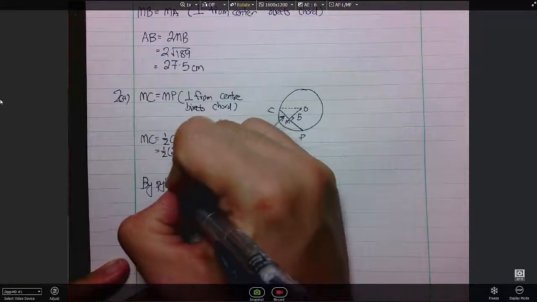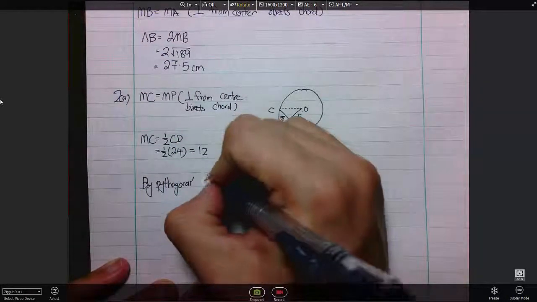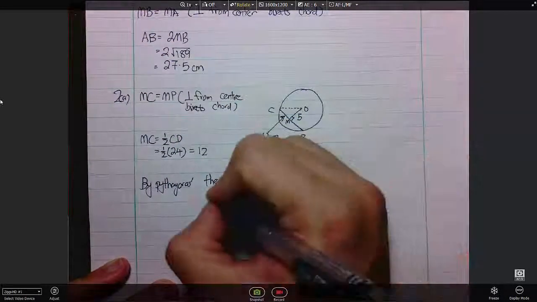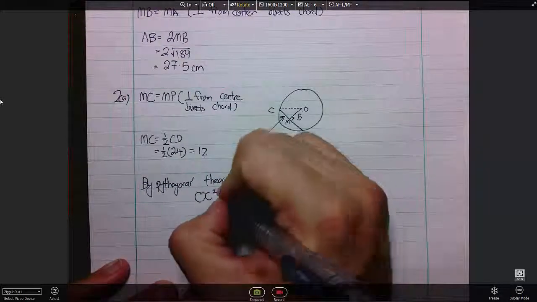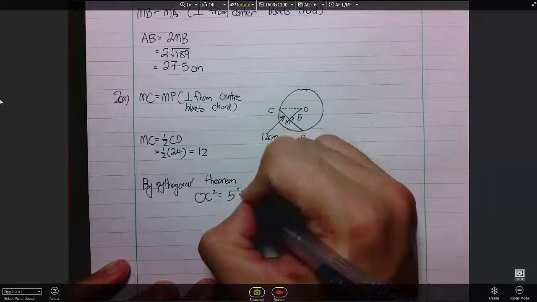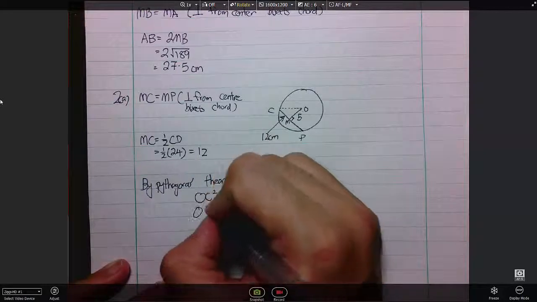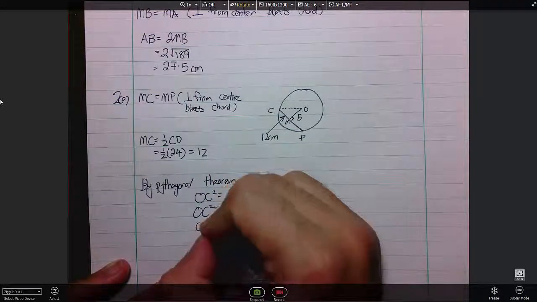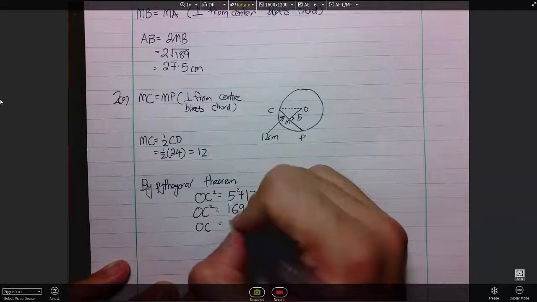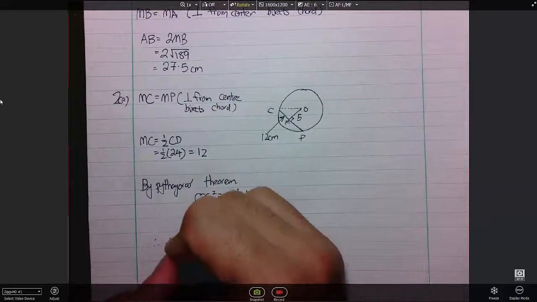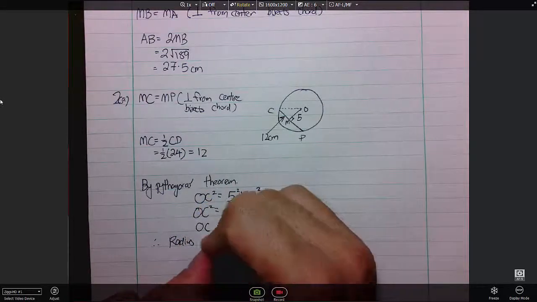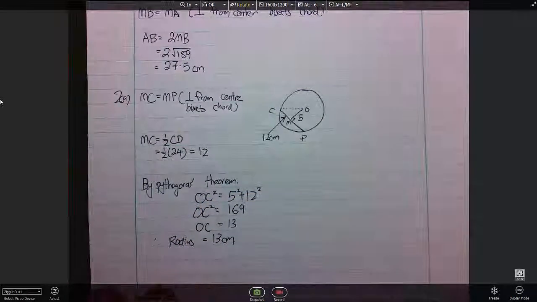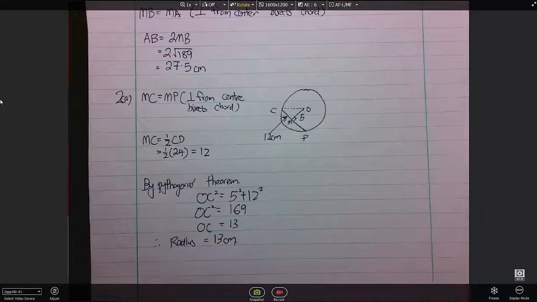By Pythagoras Theorem, OC squared is equal to 5 squared plus 12 squared. OC squared is equal to 169. You square root both sides. OC is equal to 13. So therefore, the radius is equal to 13 cm. And that is question 2a. Now we move on to the next question, question 3a.